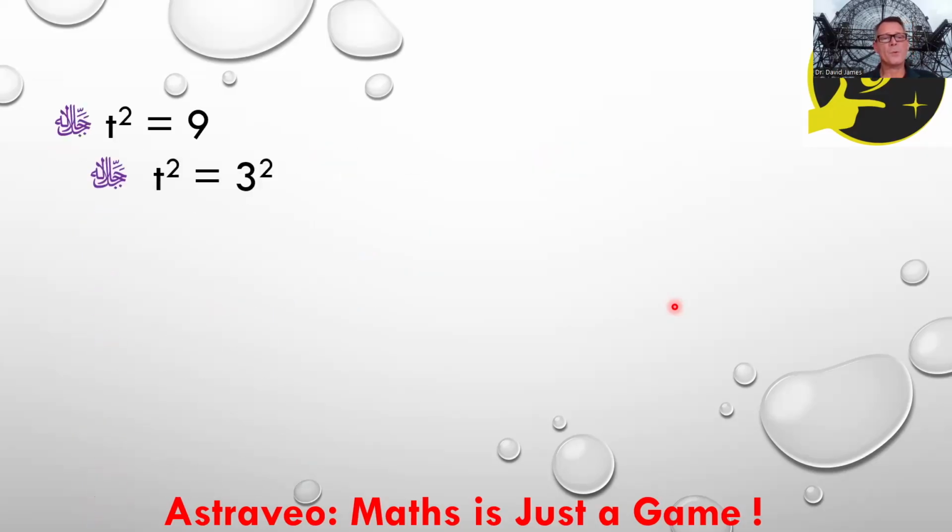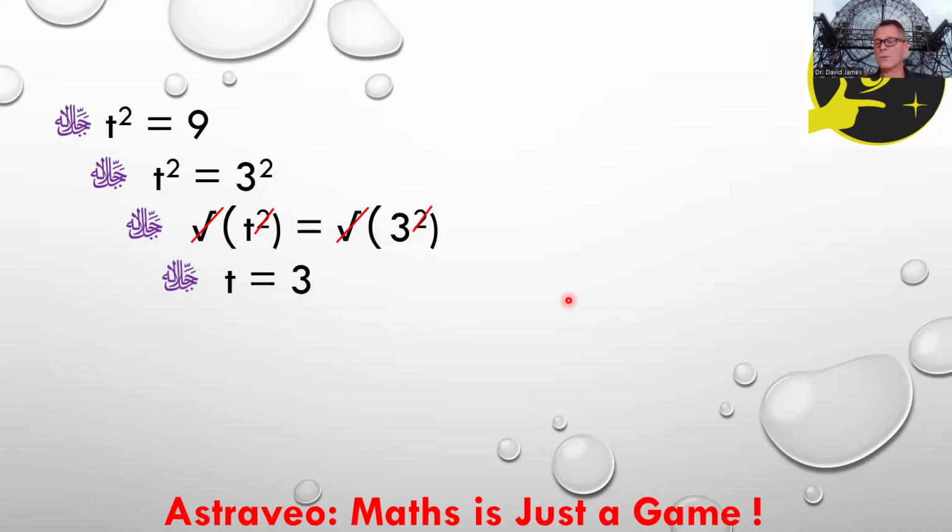So moving on, t squared equals 9. Now we can deconvolve 9, because it's a perfect square. We can have t squared equals 3 squared. 3 times 3 is 9, as we know. Well, if we take the square root of both sides, the square root with the square of t cancels, and the square root with the square of 3 cancels, and so you're left with t equals 3.